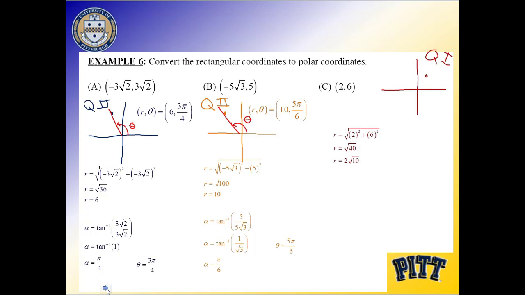When I do the arctangent of 6 divided by 2, or the arctangent of 3, I get 1.2490. But that's what alpha equals. But since I'm in quadrant 1, theta and alpha are the same thing. So theta is going to be approximately 1.2490. So my polar coordinates are going to be 2 square root 10, comma, 1.2490.